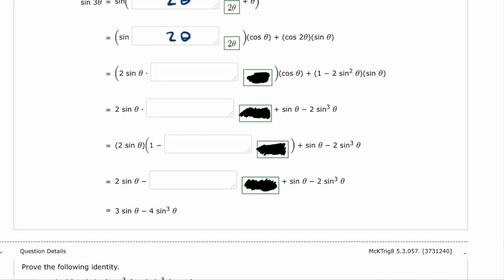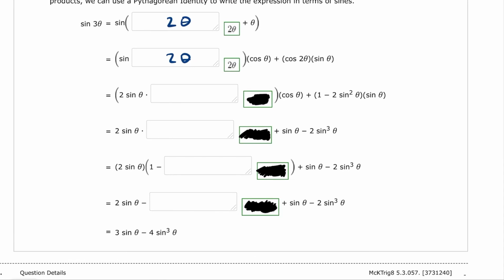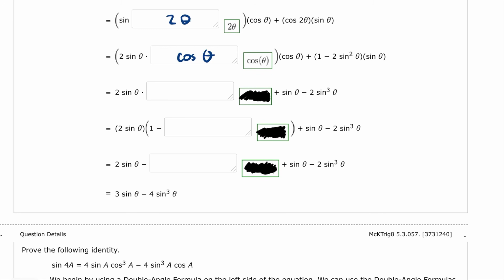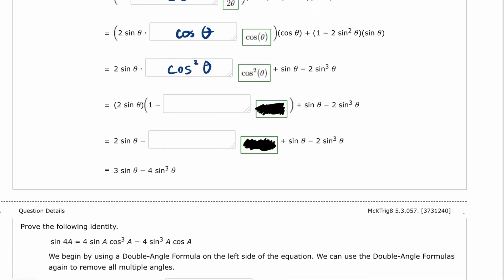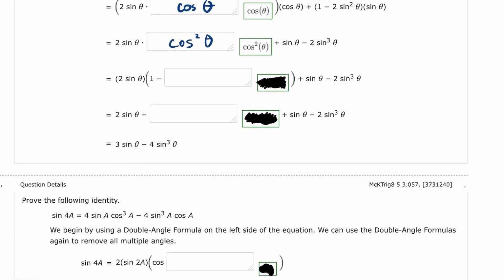All right, and now it looks like they are going to write the double angle formula for this. The double angle is 2 sine cosine. All right, and then the next step would be to multiply cosine times cosine, which is cosine squared. And then the next step would be to, let's see what they do next. Looks like they factor out a 2 sine. Is that what they do?